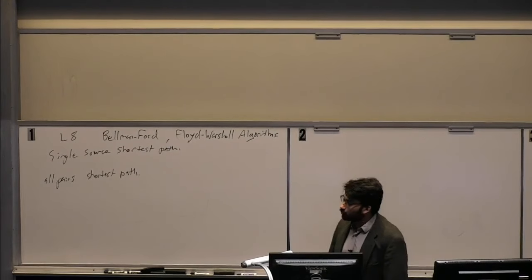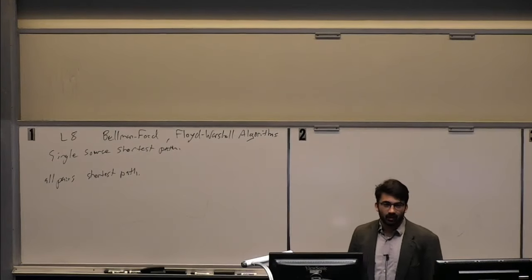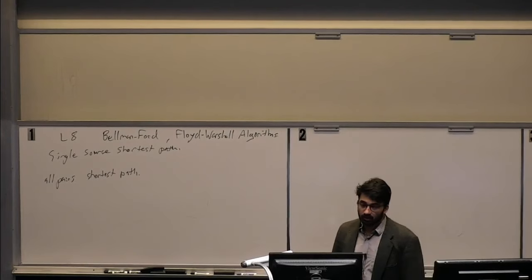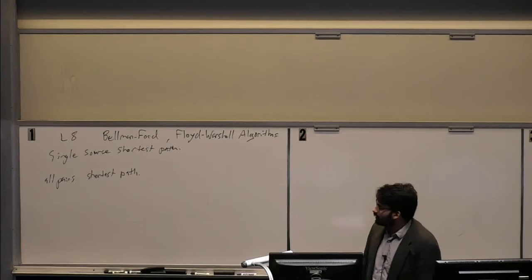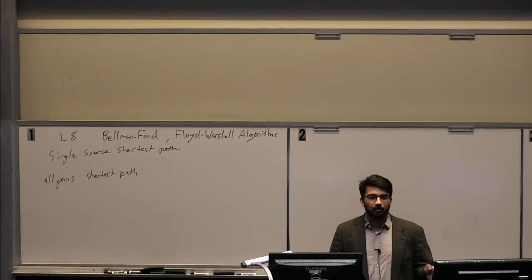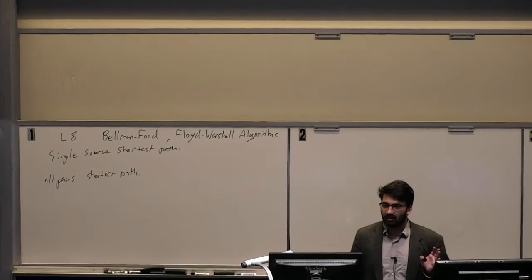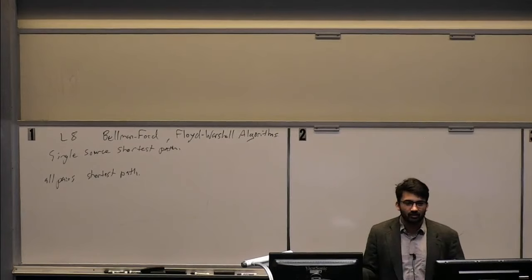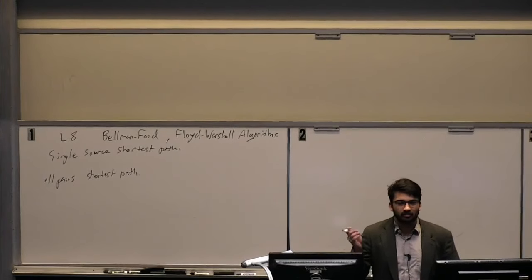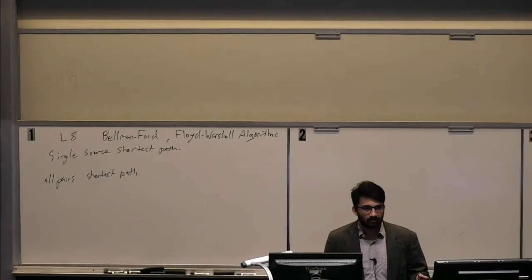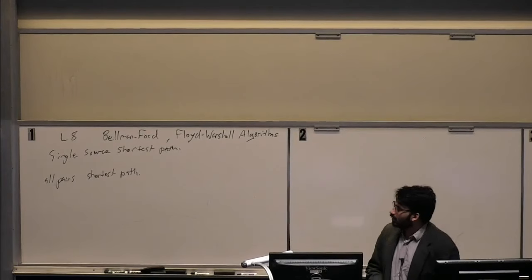So single source shortest path algorithms include BFS, Dijkstra's algorithm, and Bellman-Ford, as we'll see today. All pairs shortest path is if you want to compute the distance between all possible pairs of vertices in a connected graph, you want to compute the minimum distance from any path to any other path, right?